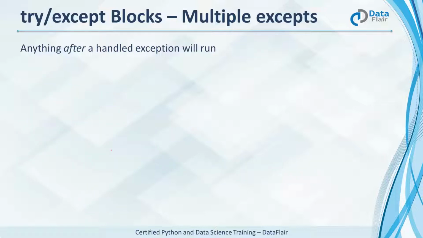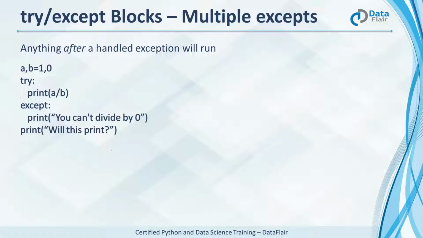So while exceptions do break your code, if you successfully handle an exception, anything after it is handled will be executed. Here, we handled whatever exception this raised. This was a zero division error. The print statement for will this print is outside the try except blocks, but it does make its way to the output.